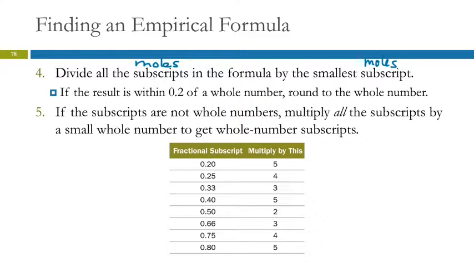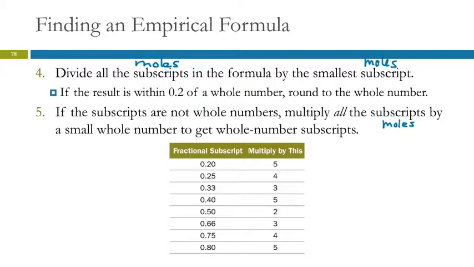If you can't round it, you're going to have to multiply all the subscripts or all the moles by the same number until you get whole numbers. Some of you will recognize the decimal equivalence of fractions, right? 0.75 is 3/4. Well, if you multiply by the denominator 4, you're going to get a whole number. 0.25 is 1/4. Again, if you multiply by 4, you're going to get a whole number. So if you recognize that, awesome. If you don't, go with trial and error.